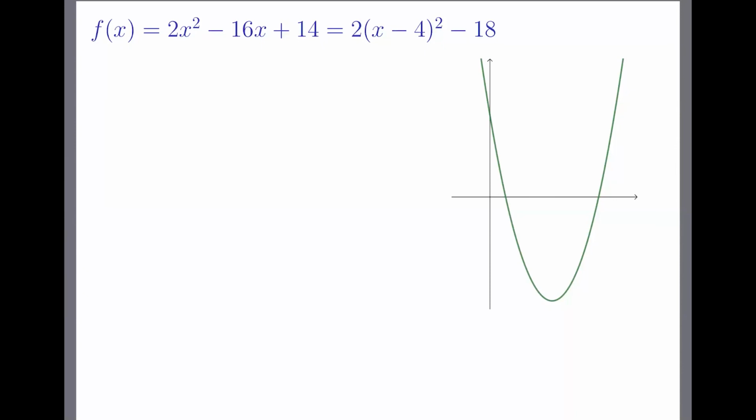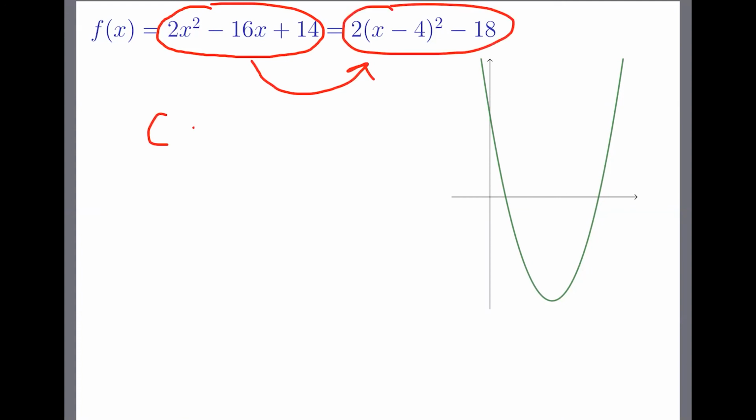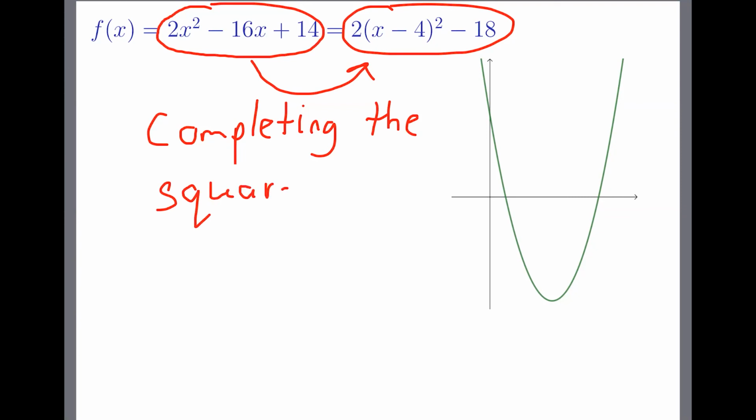It's worth making one last comment about this vertex form of a quadratic function. The process of taking something that's written in this form and turning it into that form, that has a name, and that's called completing the square. And that's something that takes a little bit of patience to learn how to do, but it's definitely a topic that a lot of beginning algebra students eventually come to like a lot.